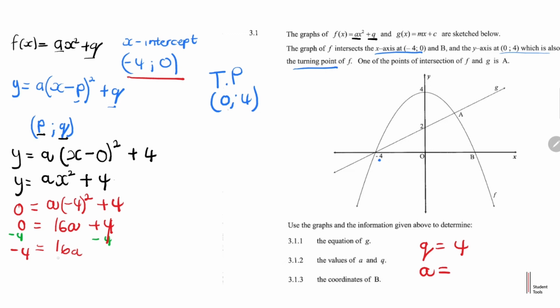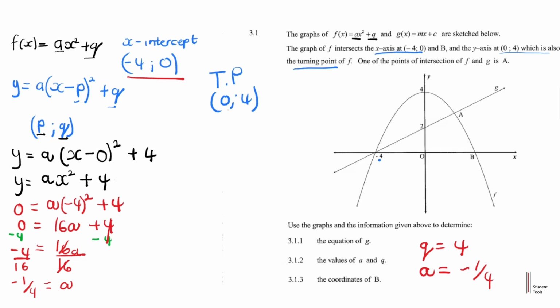So to make a the subject, we will have to divide here by 16, both sides. So this will cancel this, and negative 4 over 16 is negative 1 over 4. So a is equal to negative 1 over 4. And that is just how we find the value of a. A is equal to negative 1 over 4, and q is equal to positive 4. So that is just how we find those values.